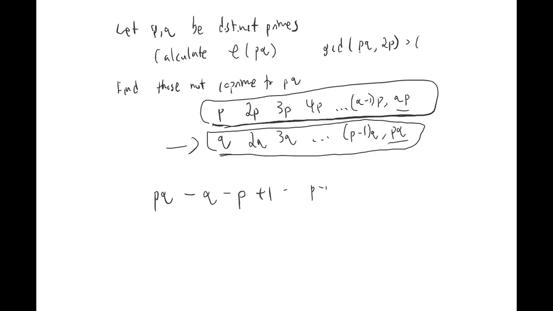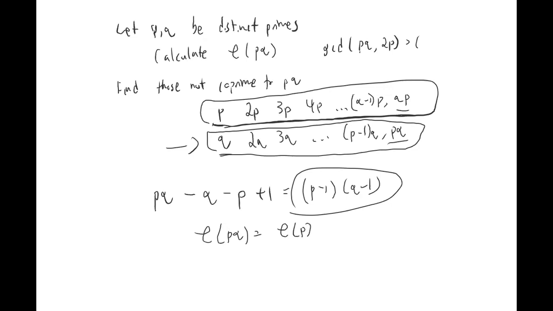But if you want a better expression, it's this. You could check for different primes. It's actually just this, because Euler phi of p is p minus 1 and Euler phi of q is q minus 1. Okay, does everyone follow so far? All right, good.